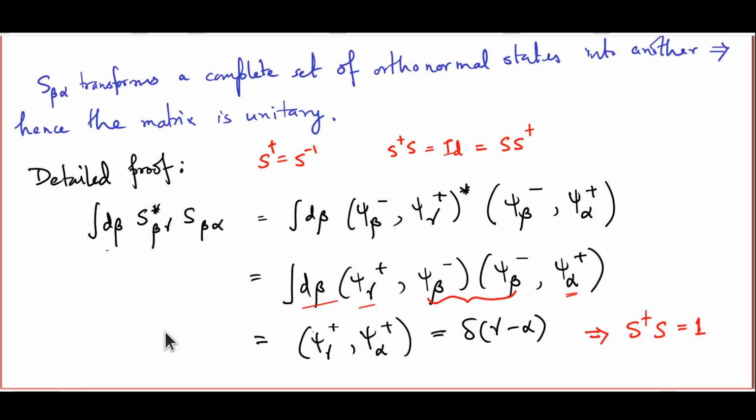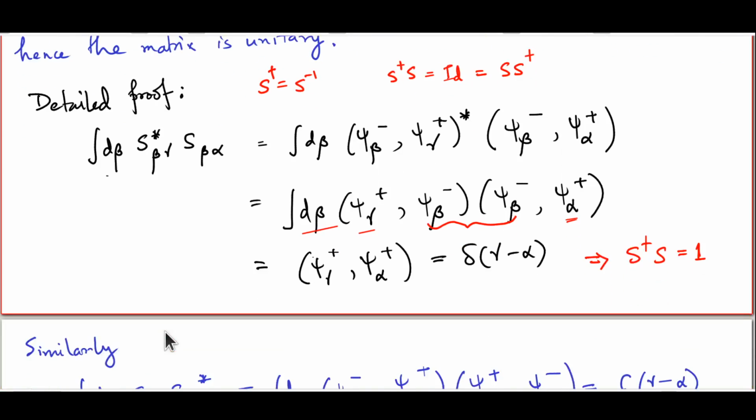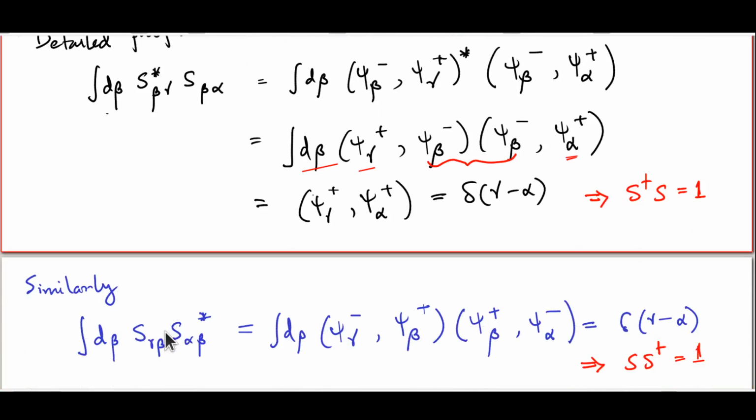To show that S S dagger is the identity, we proceed in exactly similar fashion. We take the gamma beta element of S, multiply that by the beta alpha element of S dagger, that's S alpha beta's conjugate, sum up over all possible values of beta.